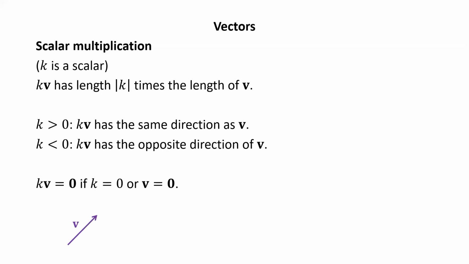Here's a picture of a vector v. And notice that the vector 2v points in the same direction as the vector v, but has twice the length. The vector -1 times v has the same length as the vector v, but points in the opposite direction. We can also abbreviate the vector -1 times v simply as -v. And here's a picture of the vector -2v, which has twice the length of the original vector v, but points in the opposite direction because it's negative.